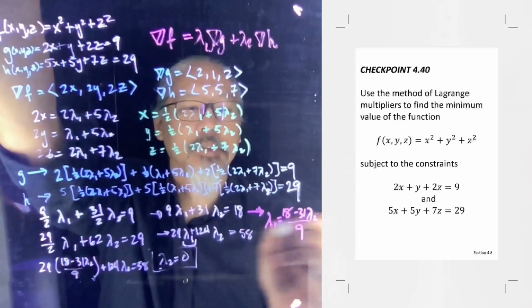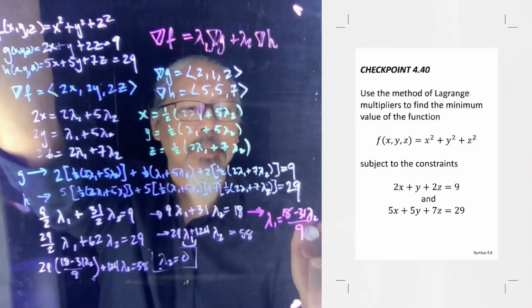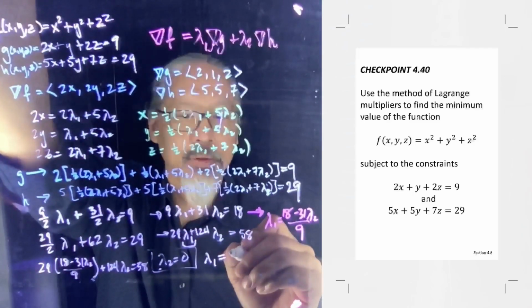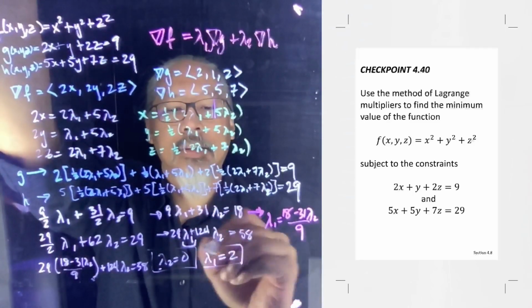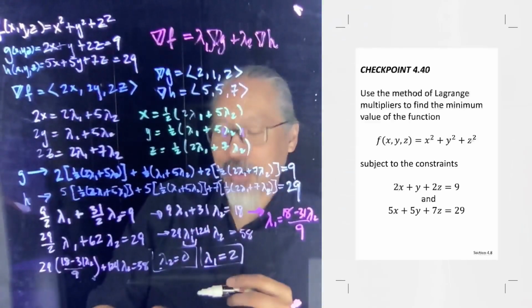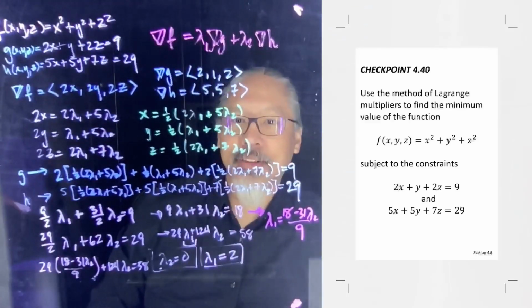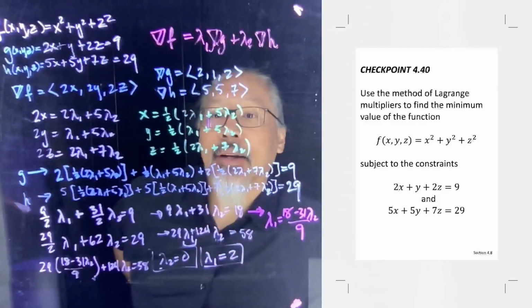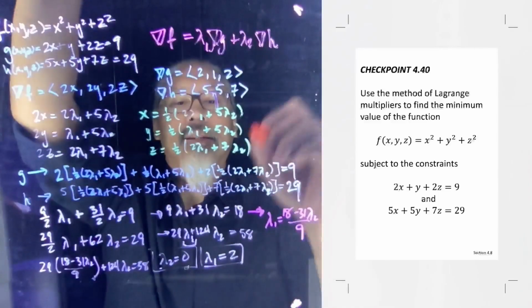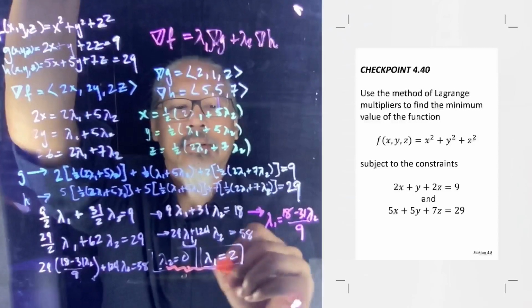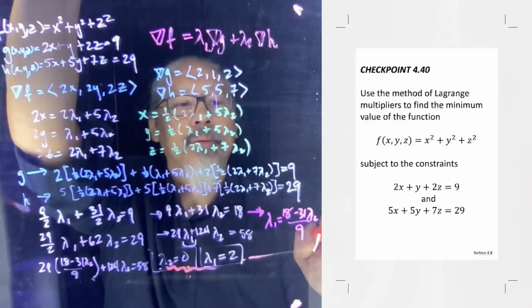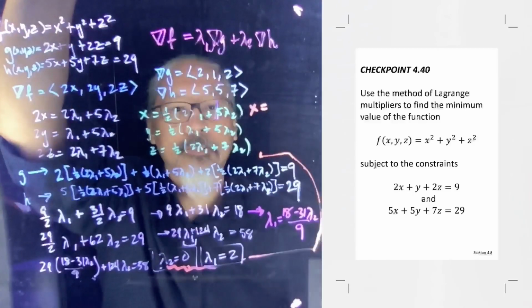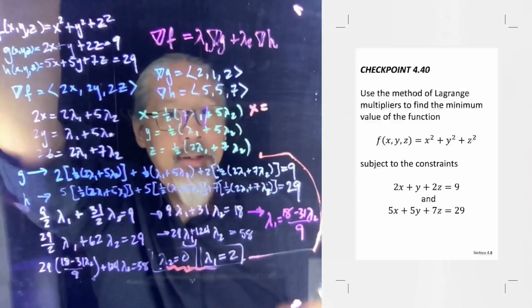So if lambda 2 is equal to 0, this would be 18 over 9. That makes lambda 1 equal to 2. Remember that these are the least important out of the 5 unknowns. What we want to do is put it all back into x and y and z. So let's put these back into the x and y and z, and we get x equals the important part.